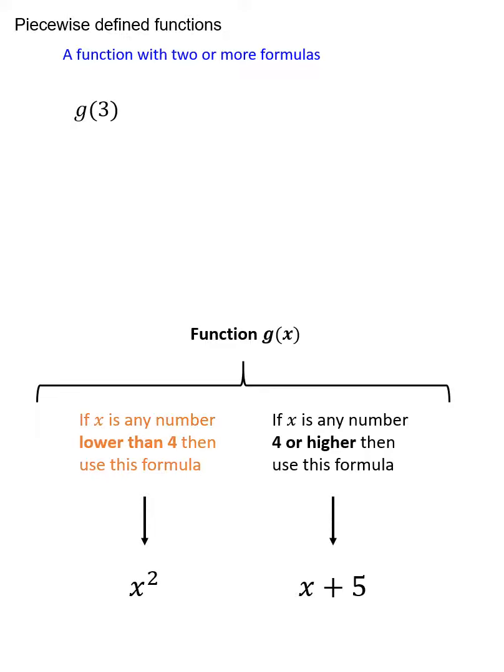Well, according to the rules of this function, if x is any number lower than 4, then we're going to use the first formula. Well, 3 is lower than 4, so we're going to use x squared to compute the output value. Plugging in 3 to that formula gives us 3 squared, which is 9. So notice, to find the value of g of 3, we didn't use both formulas, because the instructions guided us to one of those formulas.